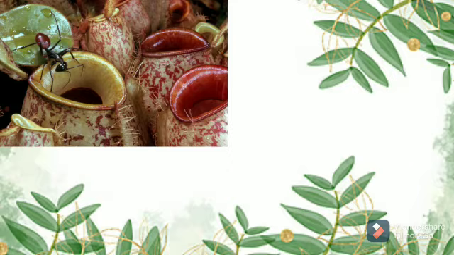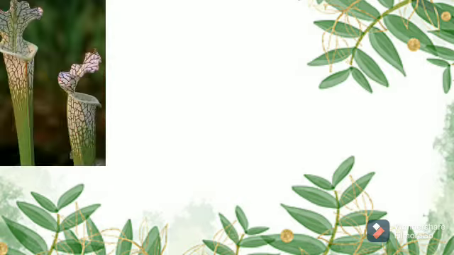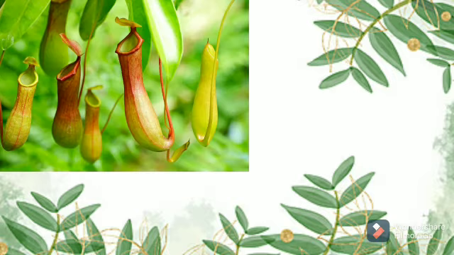There are a few more plants which don't use this process also. They eat insects, like the pitcher plant. It uses the process of photosynthesis and also eats insects. But why? Just because the nutrition which it gets from the photosynthesis process is not sufficient for it.